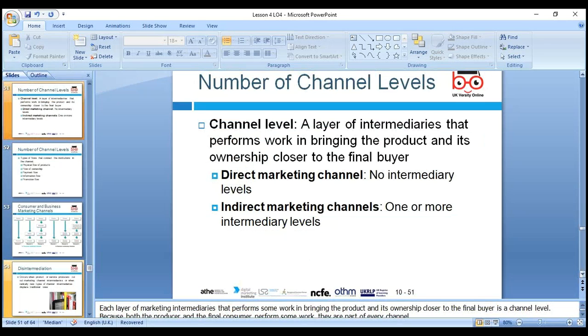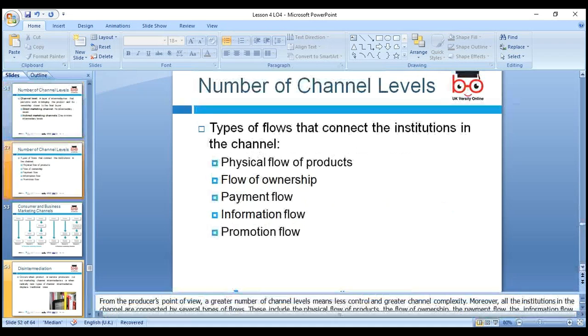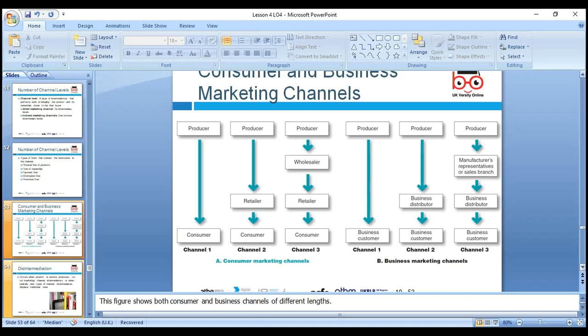With the channel, maybe we can look at direct marketing channels and indirect distribution channels: physical flow of the product, flow of ownership, payment flow, information flow, and promotion flow. We produce it and sell to the consumer with no middleman, so the customer will get the cheaper product and all the benefit goes to the consumer. As a company, we can do that.